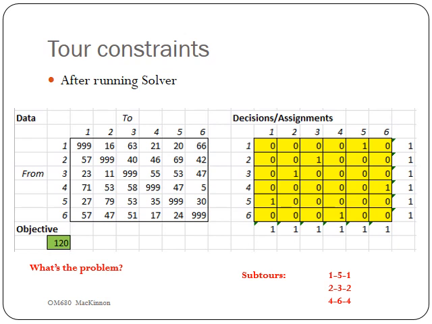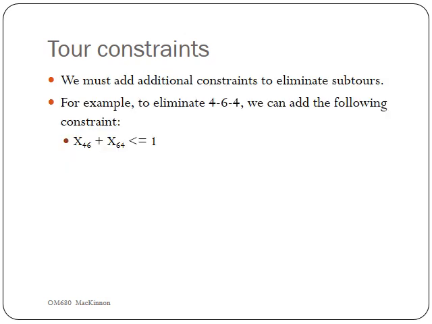The only constraints that we have had so far are that each horizontal row has to equal 1, and each vertical column has to equal 1. So we've got to add additional constraints to eliminate subtours. For example, if we want to eliminate 4-6-4, we can add the following constraint: the cell that contains 46 plus the cell that contains 64 is less than or equal to 1. In other words, it can't be both. It can be 1 or it can be 0, but it can't be 2. And so we can only choose that route in one direction.